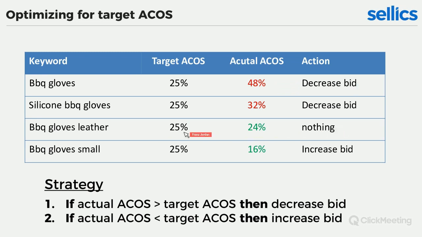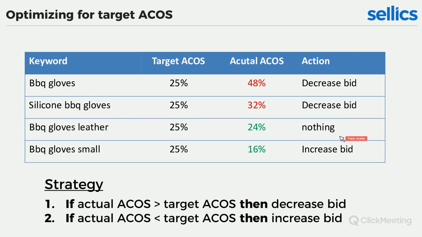If you have a keyword where the ACOS is fairly close to your target ACOS, in this case we have an actual ACOS of 24% and we're aiming for 25%, then the recommendation is to do nothing, right? Because it's already very close to where you want to get to. So there's no need to make any significant changes.